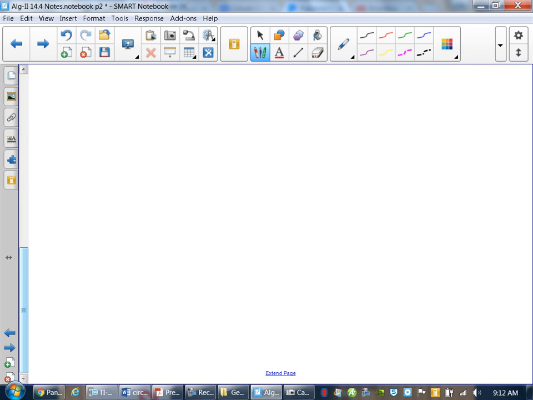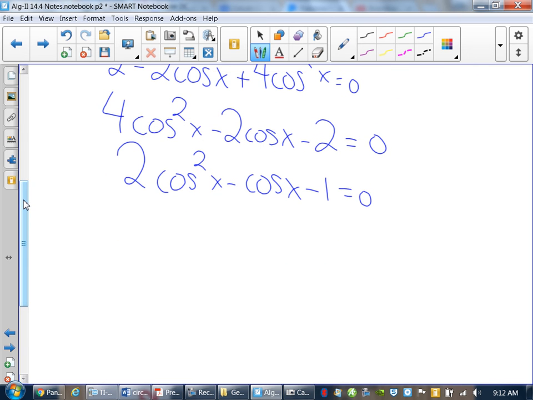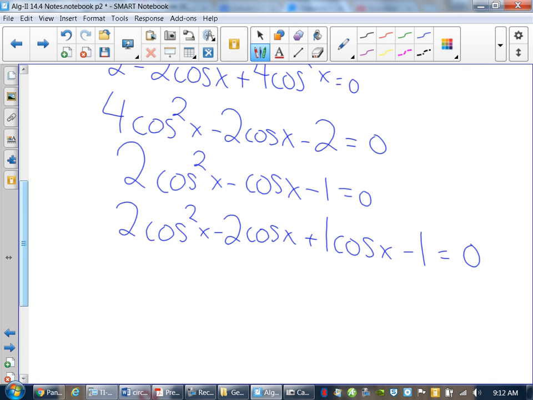Remember a couple minutes ago I did that whole U substitution thing here? Could I do that if I wanted to? I can, but since it's only a square term and an x term, you could probably pick up on it. So you're gonna wind up with 2 cosine squared x minus 2 cosine x plus 1 cosine x minus 1. And you're gonna factor by grouping.